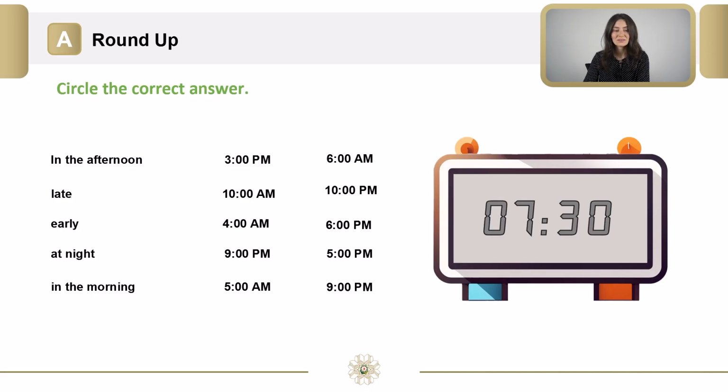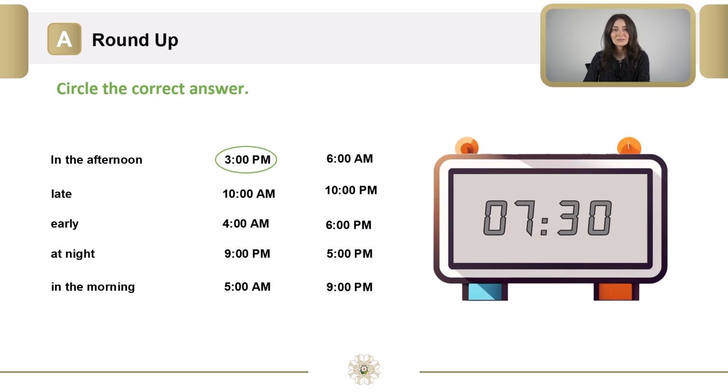Let's check your answers. In the afternoon, is it 3 p.m. or 6 a.m.? Do you remember we said that a.m. is the time before noon and p.m. is the time after noon. So the correct answer is 3 p.m.